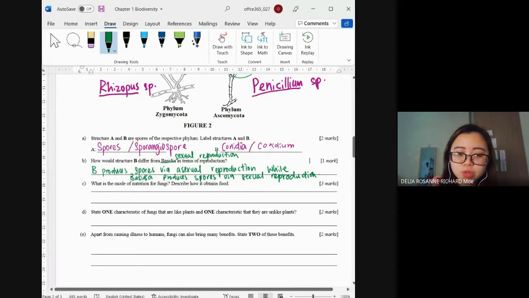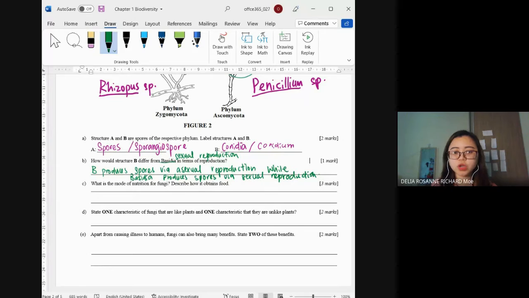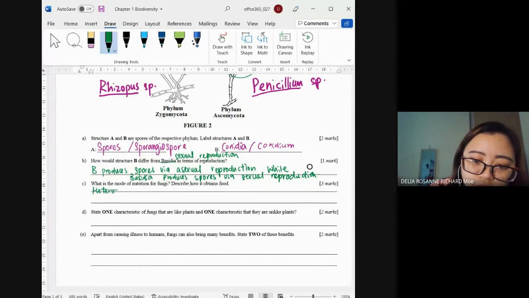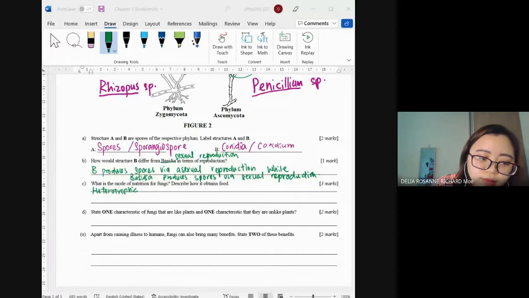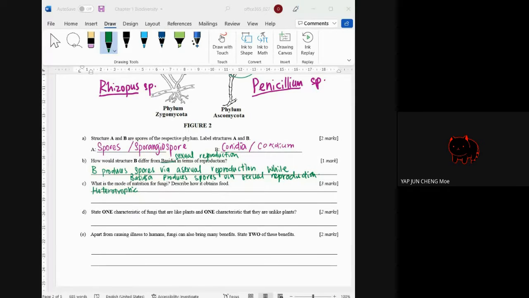Okay, moving on to 2C. What is the mode of nutrition for fungi? Describe how it obtains food. So this question has 3 marks. Does anybody want to try answering? Heterotrophic. Okay, it's heterotrophic and heterotrophic jenis apa? Saprophytic and parasite.